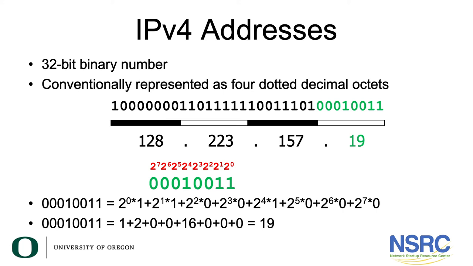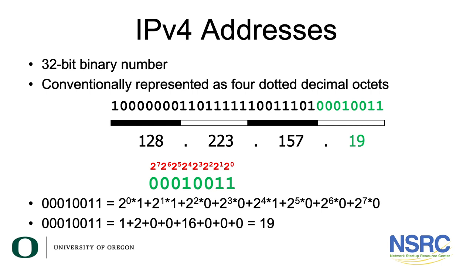The second bit is also 1, which is 2 to the power of 1. The third and fourth bits are 0. The fifth bit is 1. In this case, it's 2 to the power of 4. The 6th, 7th, and 8th bits are 0 in this case. So if you were to convert this to decimal, you would have 2 to the power of 0 times 1, plus 2 to the power of 1 times 1, plus 2 to the power of 2 times 0, plus 2 to the power of 3 times 0, plus 2 to the power of 4 times 1, plus 2 to the power of 5 times 0, plus 2 to the power of 6 times 0, plus 2 to the power of 7 times 0. If you tabulate this, you would have 1 plus 2 plus 0 plus 0 plus 16 plus 0 plus 0 plus 0, which is equal to 19.